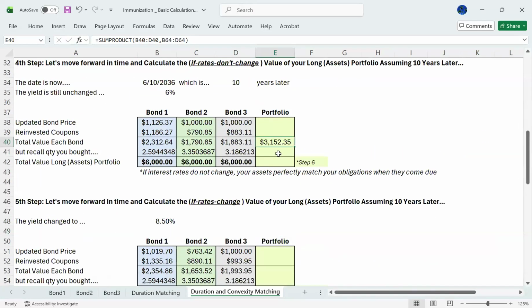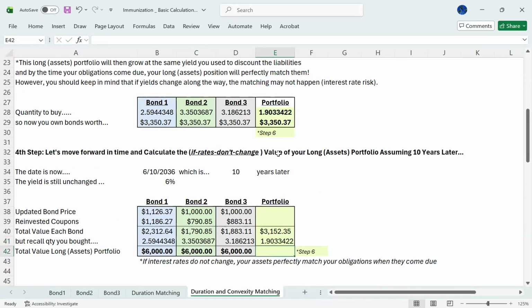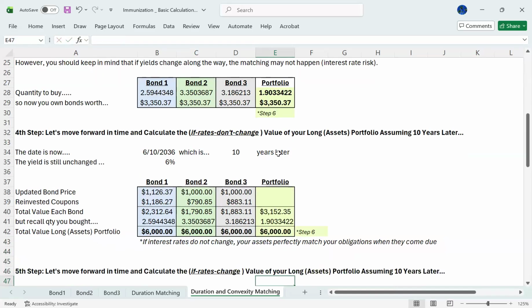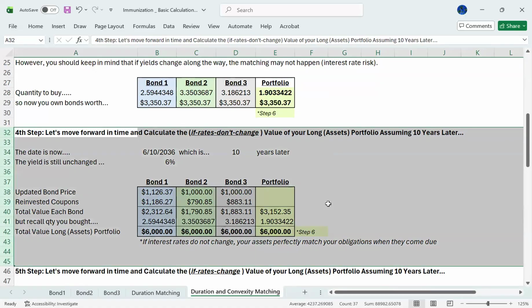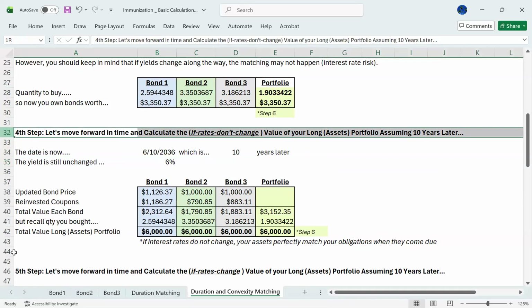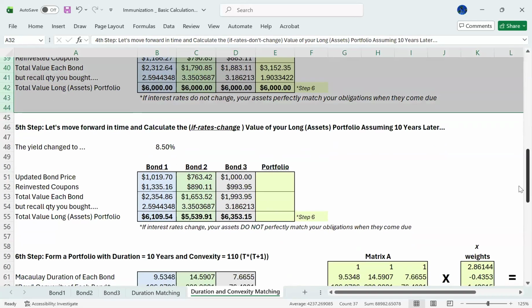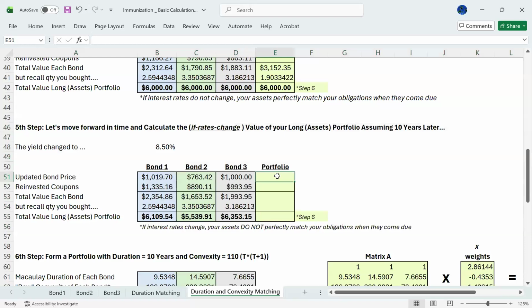Now, I recall that I bought 1.90. So if I bought 1.90, I am having this 6,000. Let's keep in mind that that is not surprising, and it does not mean that we are immunizing anything at this point. At this point, we are assuming that the yields did not change. The yields are 6%, but this is sort of a check just to see that we are doing things correctly. Now we are evaluating a scenario where rates change to 8.5%. This is the most interesting one.